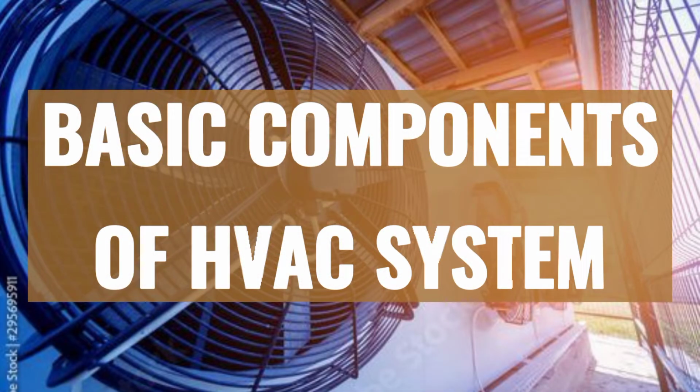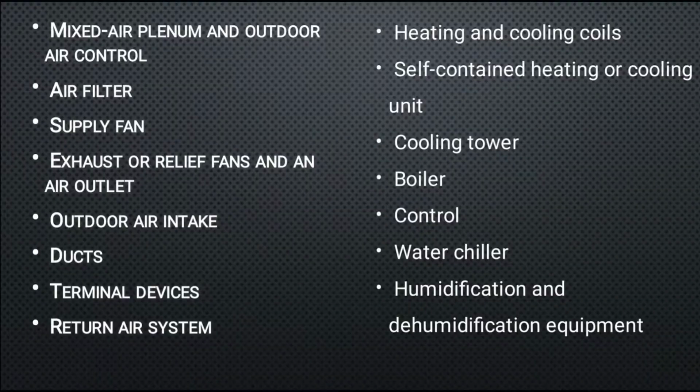Let's go on to the basic components of the HVAC system. Mixed air, plenum, and outdoor air control, air filter, supply fan, exhaust or relief fans and an air outlet, outdoor air intake, ducts, terminal devices, return air system, heating and cooling coils, self-contained heating or cooling unit, cooling tower, boiler, control, water chiller, humidification, and dehumidification equipment.